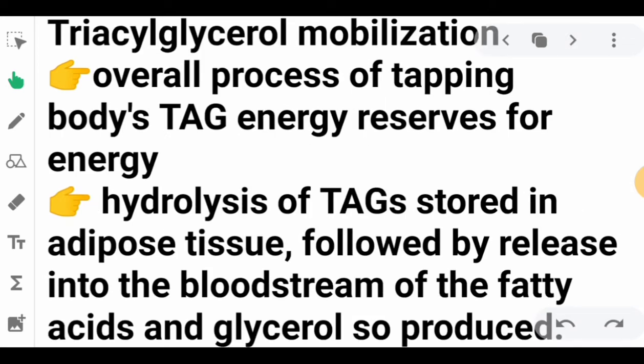And then we also have here the triacylglycerol mobilization. We can define this as the overall process of tapping the body's triacylglycerol energy reserves for energy. We have discussed adipose tissue as one of the triacylglycerol storages, right? So we will discuss now that mobilization. When we say mobilization, how is triacylglycerol being utilized into energy in the adipose tissue and adipose cell? Before we proceed, let us look at this diagram.